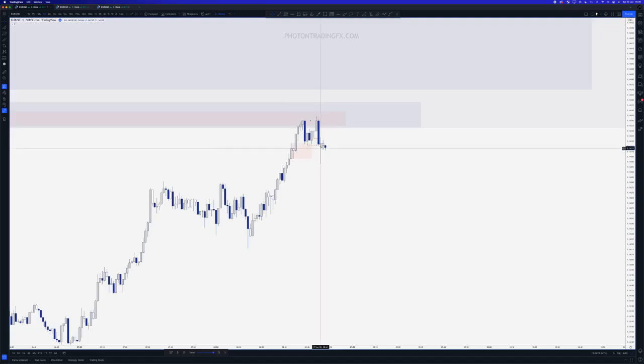Now, I wouldn't really be that keen to just necessarily jump in straight away because it's looking pretty messy at this point, right? I've had a big wick, it's kind of all over the place. So I'd be a little bit hesitant at this point. I wouldn't be totally convinced.